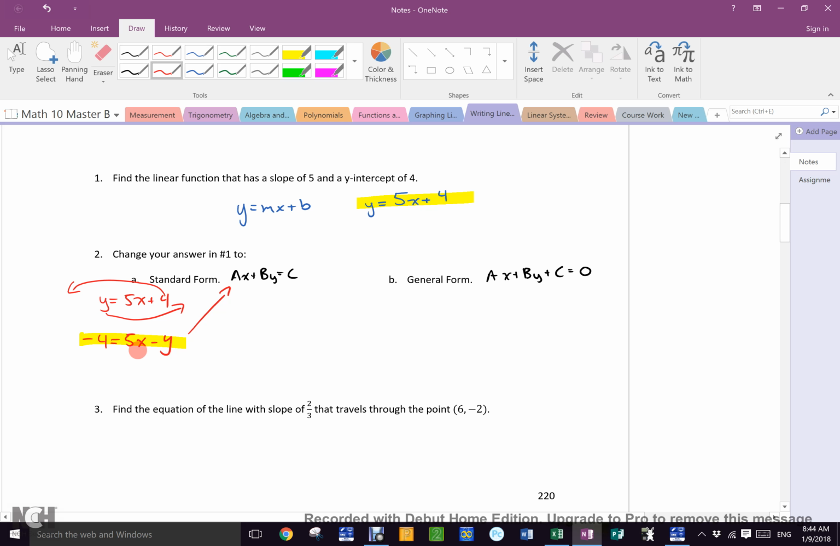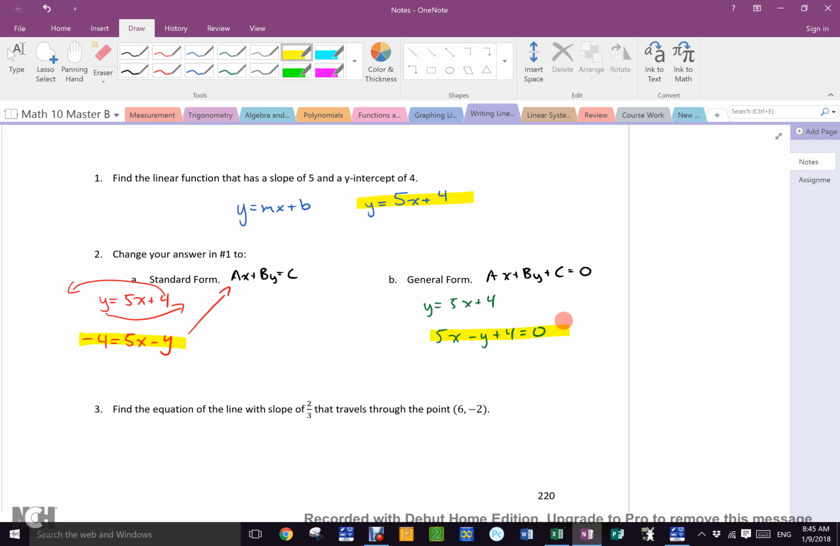Everybody cool? What's got to move over here? I'm starting with y equals 5x plus 4. What's got to move here? Just the y. 5x minus y plus 4 equals 0. And that is all you're doing this unit. Moving stuff around. That's it. Again, it's not even a real unit.